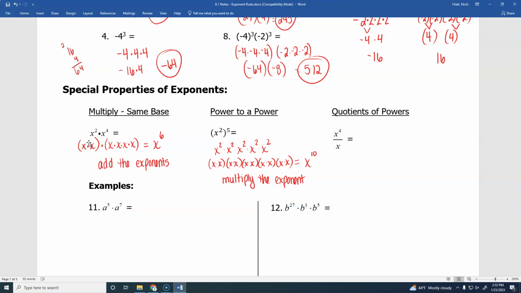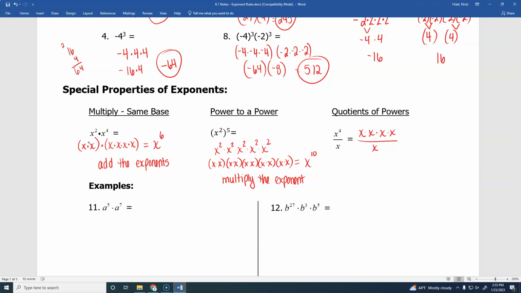All right, now Isabella doesn't know the answer to this because we didn't look at this this morning. Quotients of powers. Quotients means to divide. What do you think? All right, what do we do? Okay, so I got 4 x's on the top and just over a single x, right?